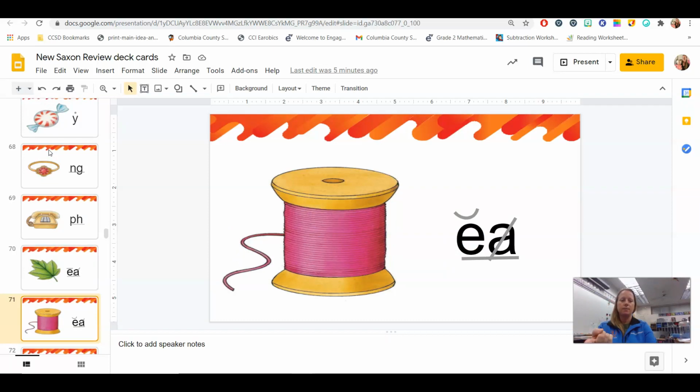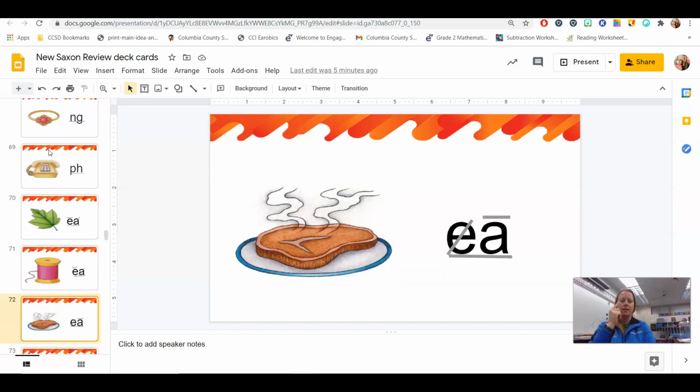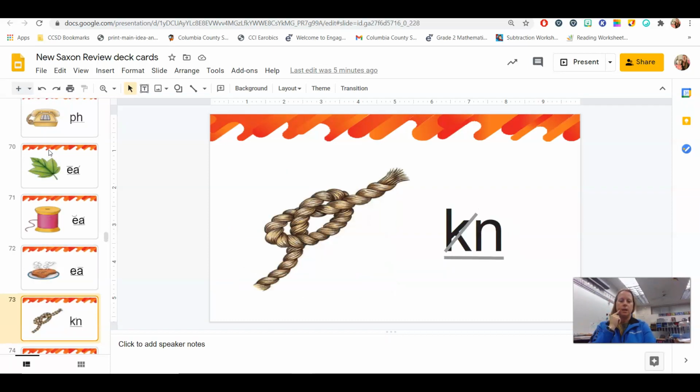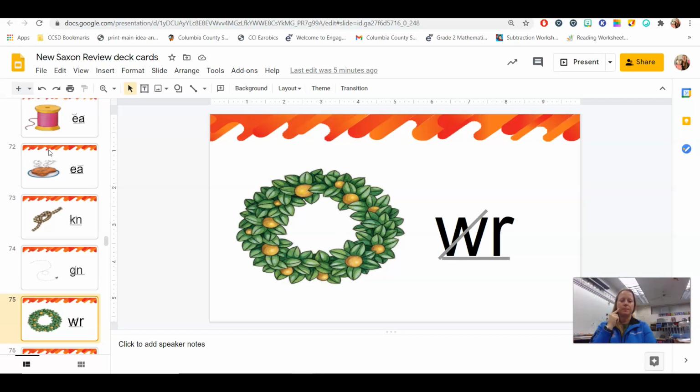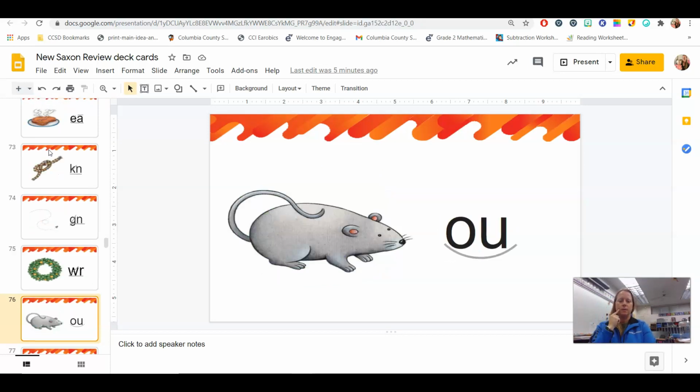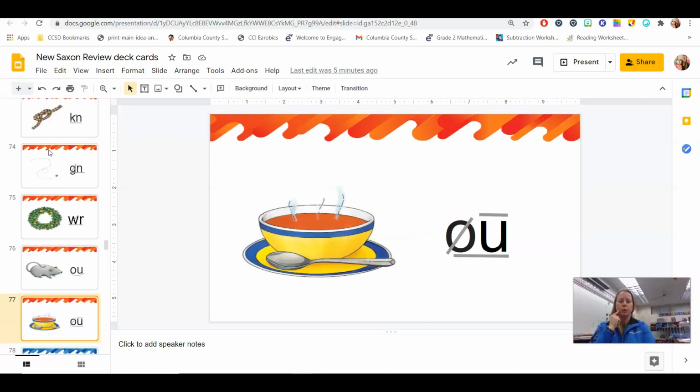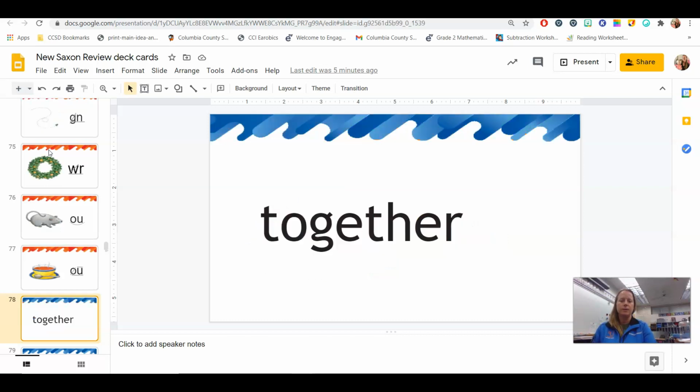Thread, e. Steak, a. Knot, n. Gnat, n. Wreath, er. Mouse, ow. Soup, ooh. Those are our two new picture cards for today for this lesson.